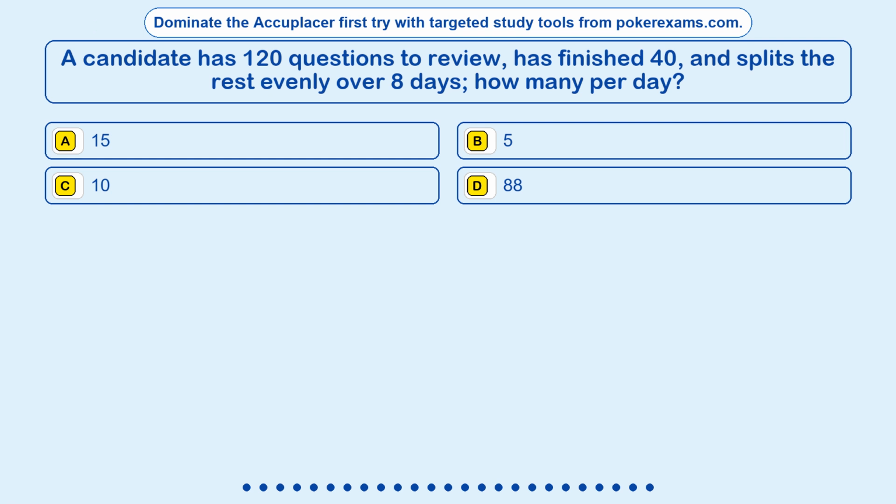Question 8. A candidate has 120 questions to review, has finished 40, and splits the rest evenly over 8 days. How many per day? Option A, 15. Option B, 5. Option C, 10. Option D, 88.